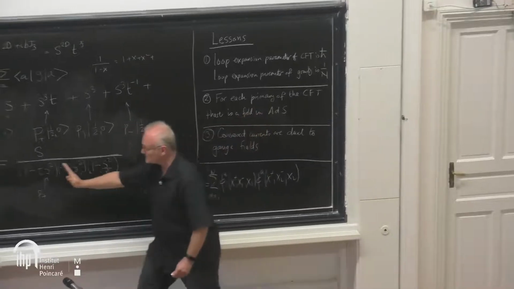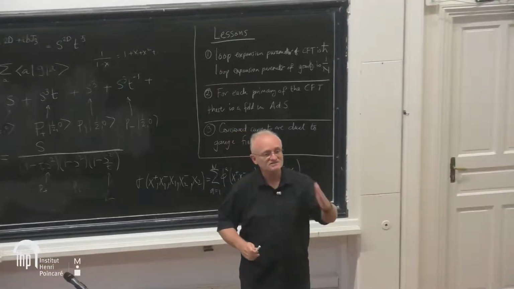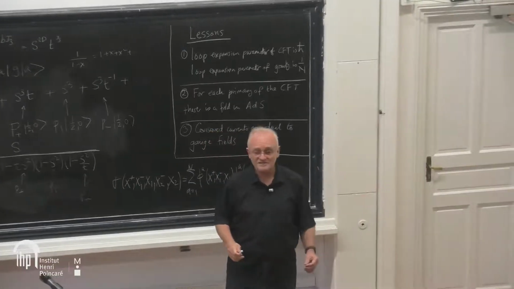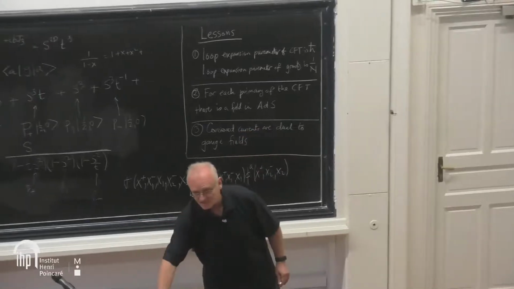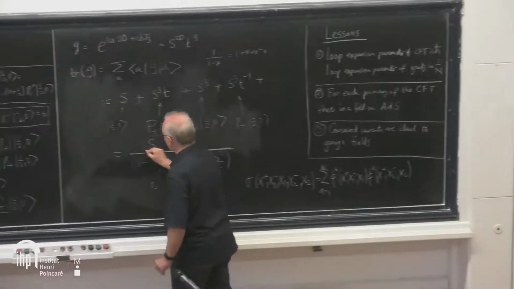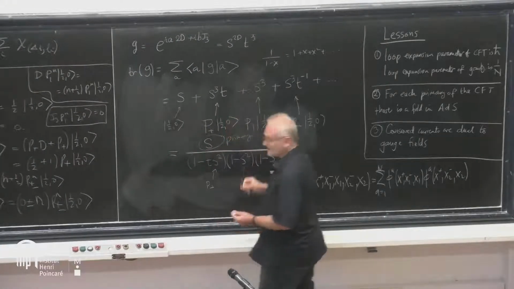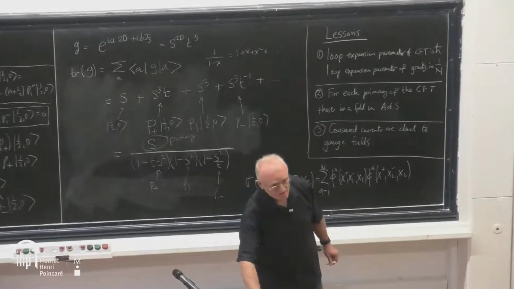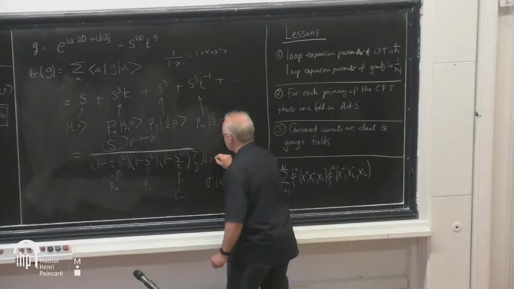So this denominator over here is just keeping track of the different actions of the momentum. So the denominator is all about the descendants. The primary is what sits at the top. So you've really got a contribution from the primary over here, and in the denominator, you've got the contribution from the descendants.